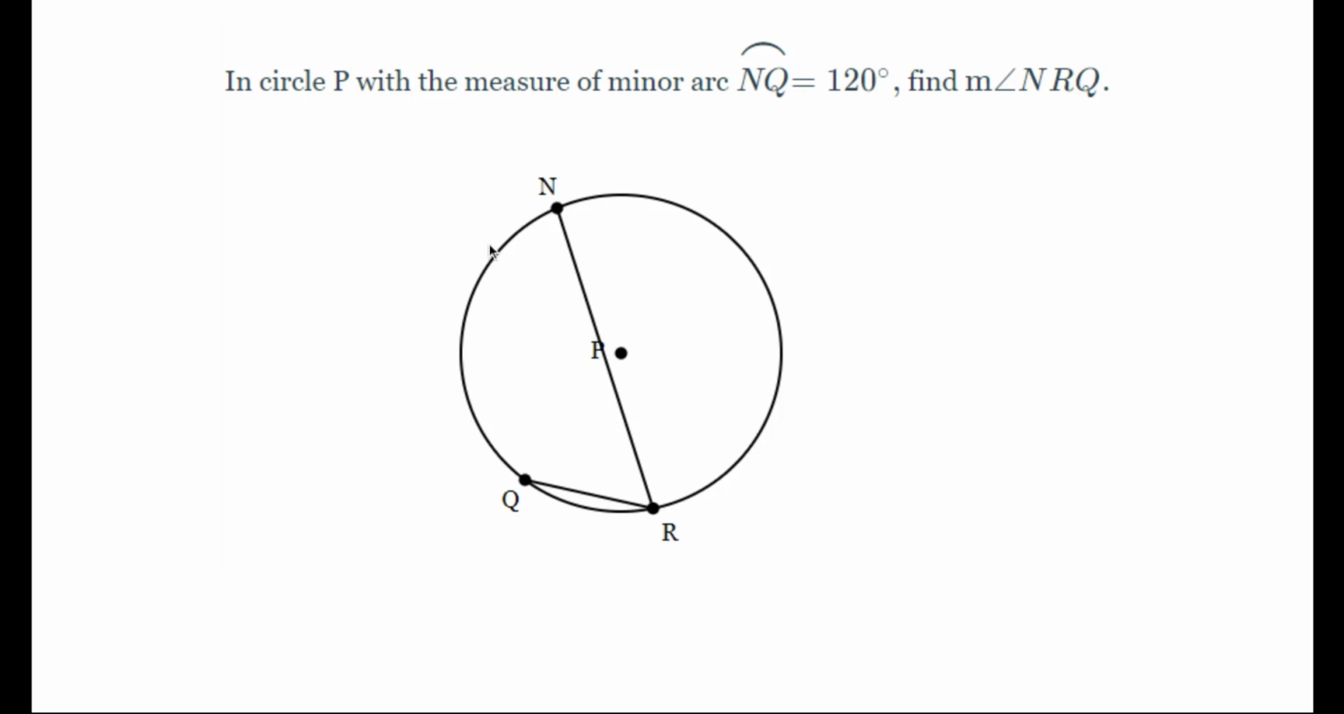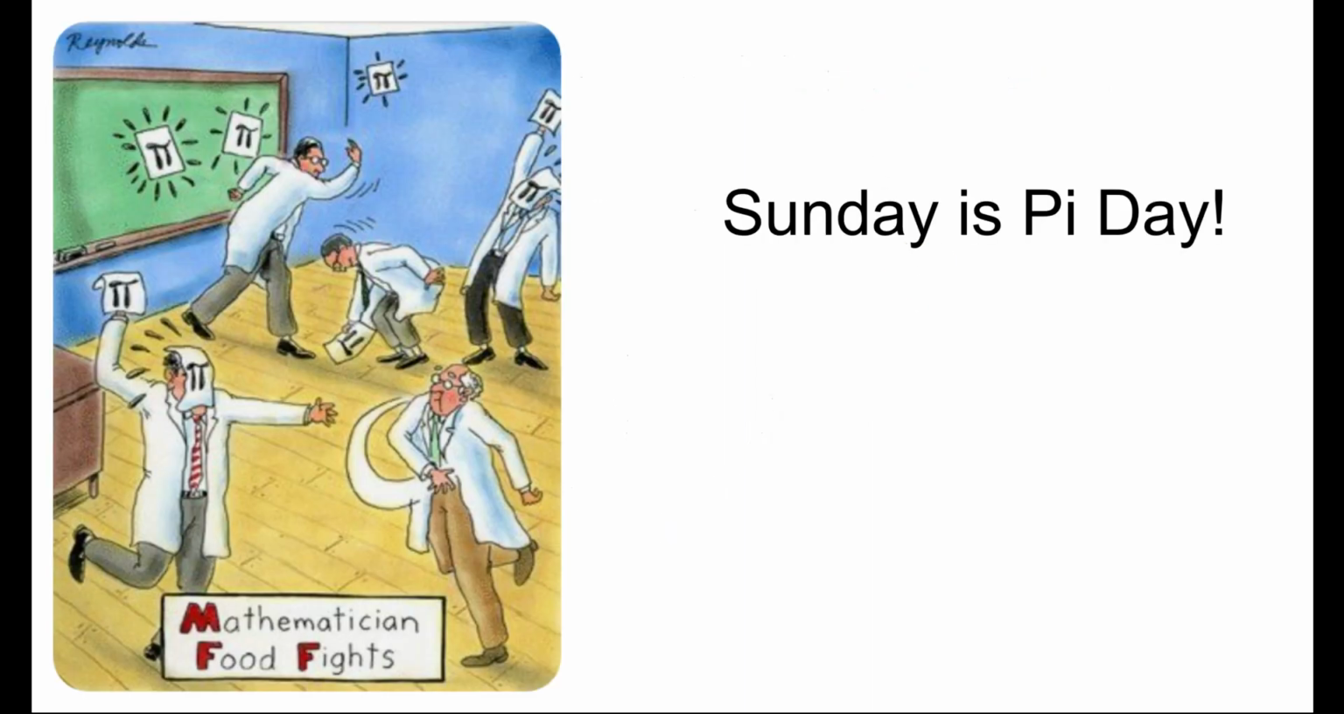What if I tell you the arc? In this case, you've been told that the arc is 120 degrees. Find the inscribed angle. So the inscribed angle that cuts it with the vertex at R would be half of that arc. Well, what's half of 120? 60.